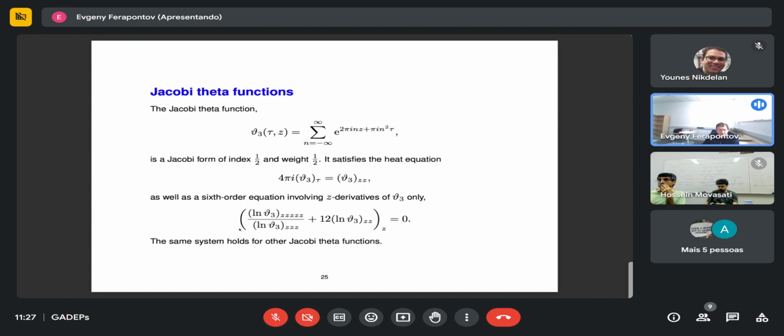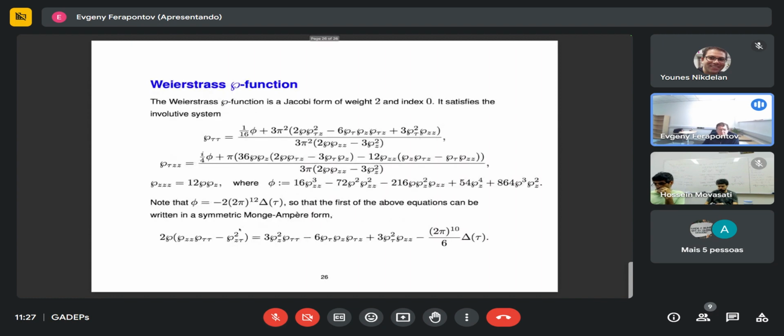Okay, and one more example. This is my last slide, by the way. Weierstrass P function. It's a Jacobi form of weight 2 and index 0, P of tau z. So everybody knows this equation in z: P zzz is 12 P P z. Right, this is a well-known equation. But these two are less well-known. That P tau tau is this expression. P tau zz is this expression, where this phi, appearing here and here, is this explicit expression.